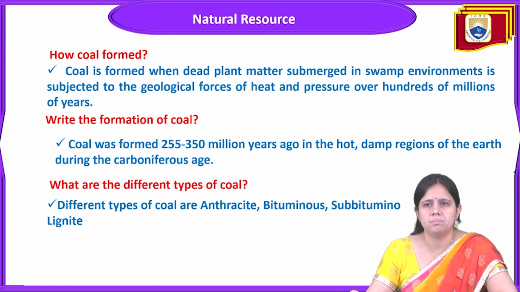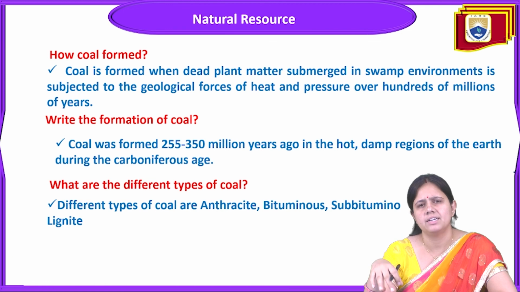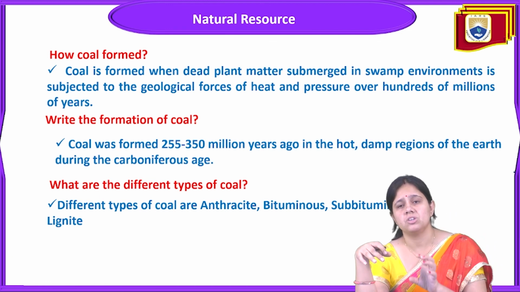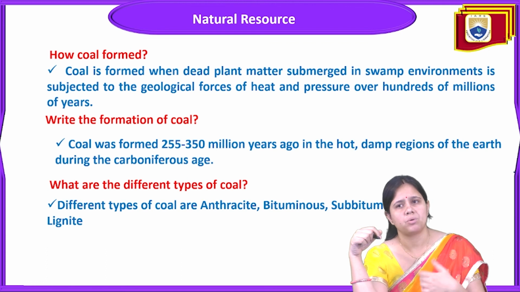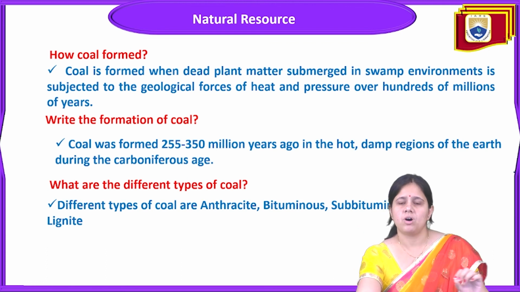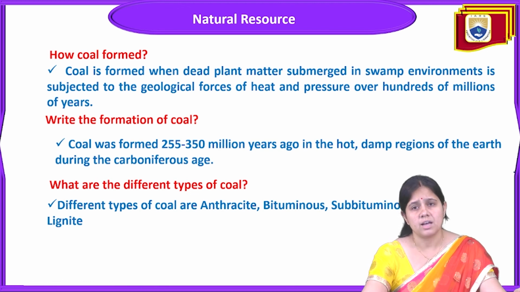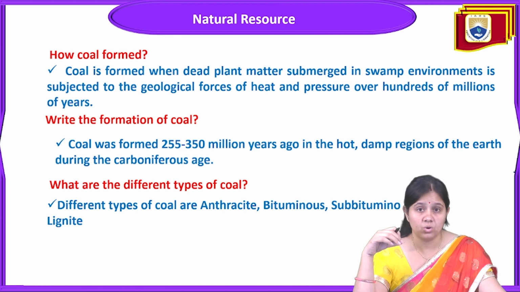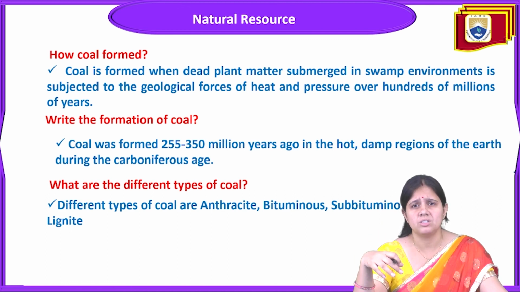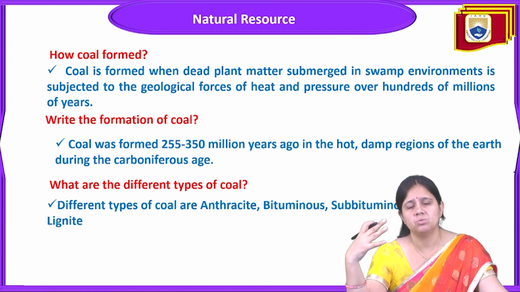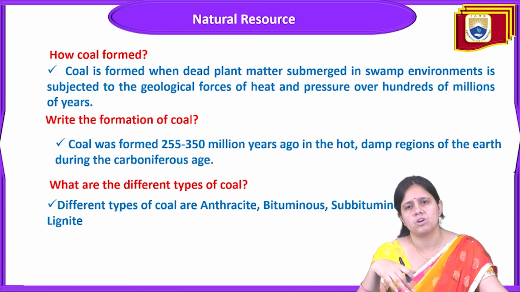Coal is formed from dead plant matter that was submerged in a swamp environment and subjected to the geological forces of heat and pressure over hundreds of millions of years. Sometimes it will be asked, what is the process of formation of coal? Coal was formed 255 to 350 million years ago in a hot, damp region of the earth during the Carboniferous age. Coal is formed by the conversion of dead plant material over hundreds of millions of years, due to the heat beneath the earth's surface and the pressure.